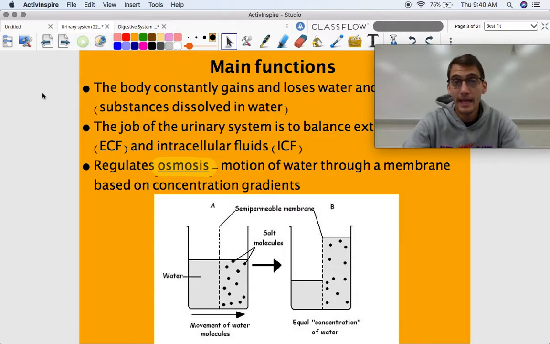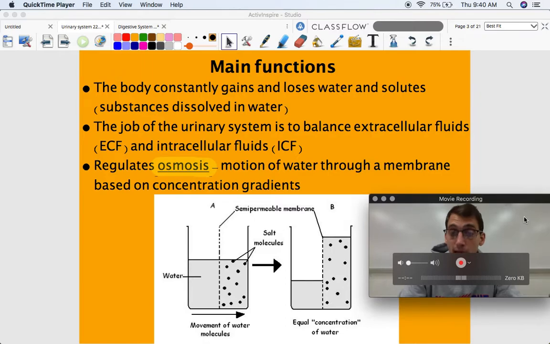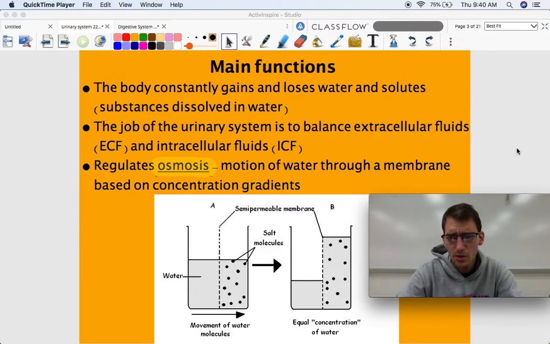All right, so let's talk a little bit more about the main function of the urinary system, which is to maintain fluid composition. Here's why fluid composition needs to be maintained. And this goes back to the whole idea of homeostasis, right? Even though the external environment changes constantly, the internal environment needs to maintain a steady state, aka homeostasis. And this is what the urinary system does to contribute to that.